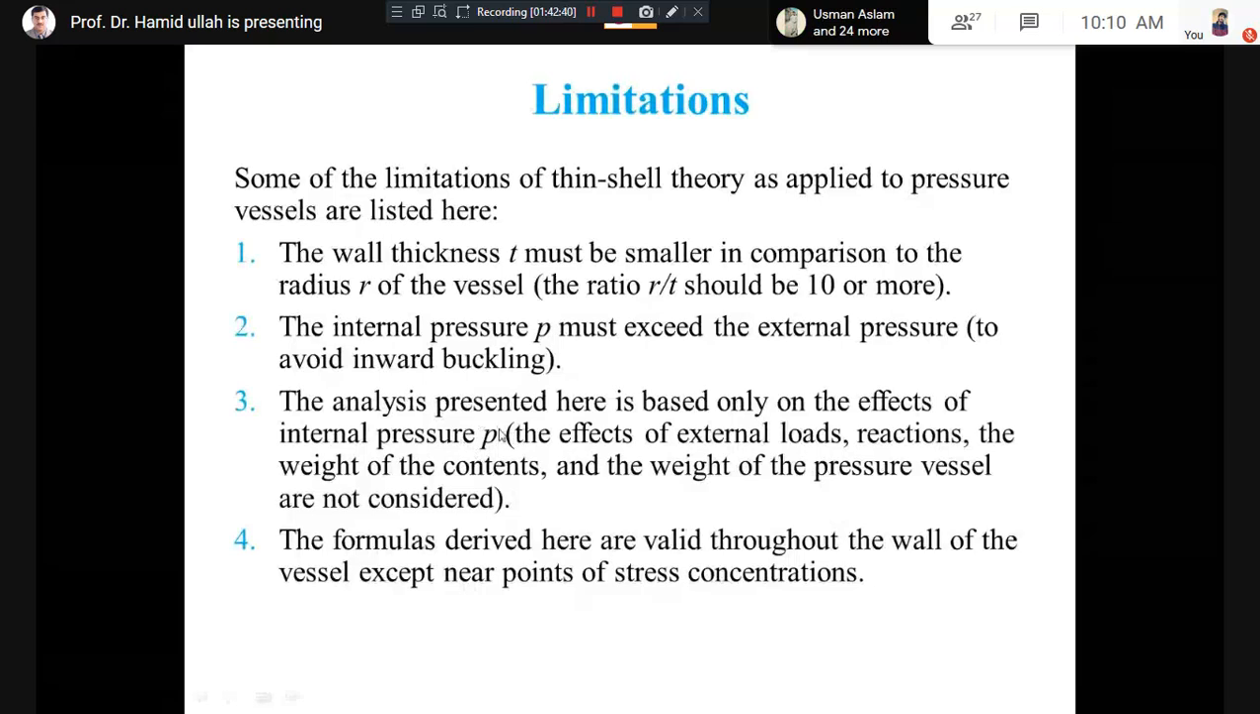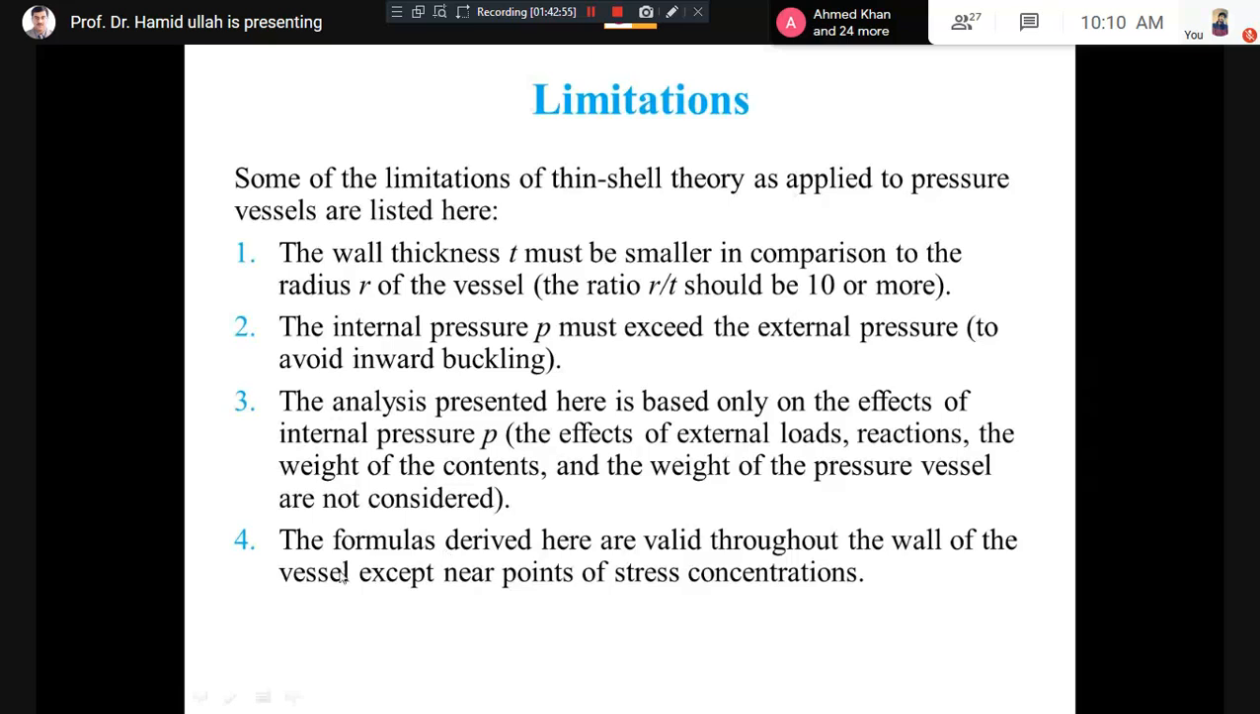And then the formulas we have derived in this lecture for pressure vessels are workable and valid throughout the wall of the vessel, except at those points where there will be stress concentration. Remember, we have discussed stress concentration points before.